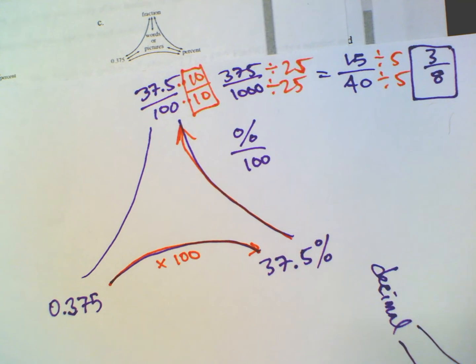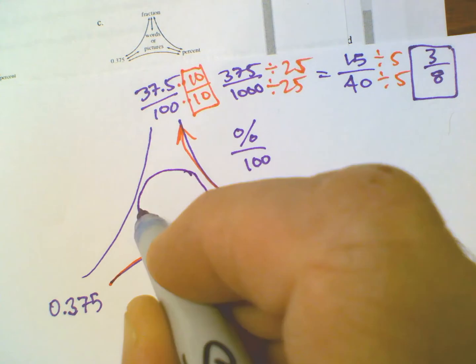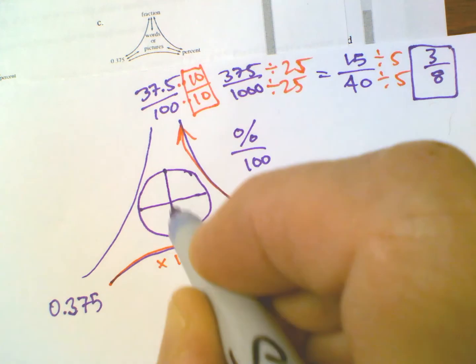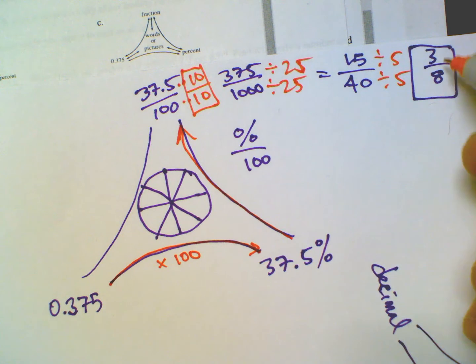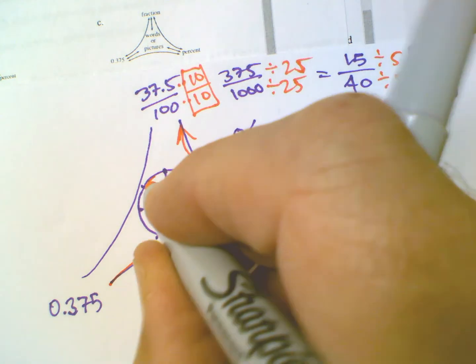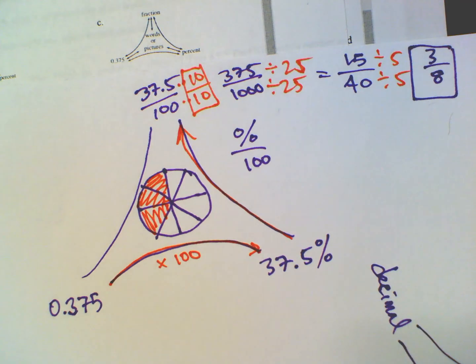Right? So what does this look like as a picture? Well, I'm going to do a circle again this time, and I'm going to put it in eighths. So there's quarters, and there's eighths, and I'm going to shade in 3 over 8. So 3/8. 1, 2, 3. There's 3/8. Okay? I hope that helps.